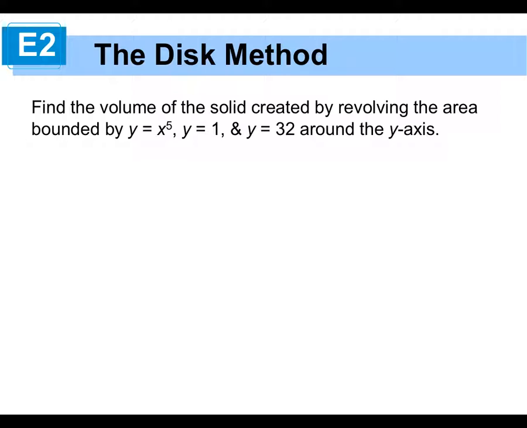With the disk method, your representative rectangle must be perpendicular to the axis of revolution. Okay? So therefore, if we're revolving around the y-axis, this way, will your rectangle be vertical or horizontal? Horizontal, correct. So you're going to be working in terms of y here. Oh yeah, there you go. Still using right minus left and top minus bottom.